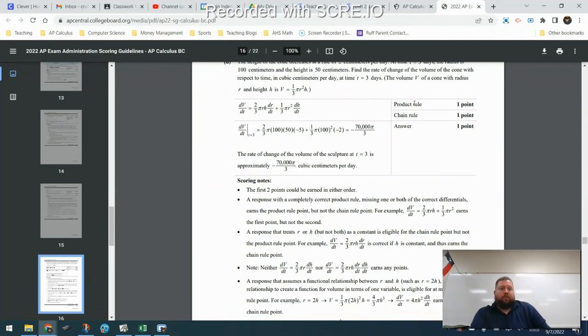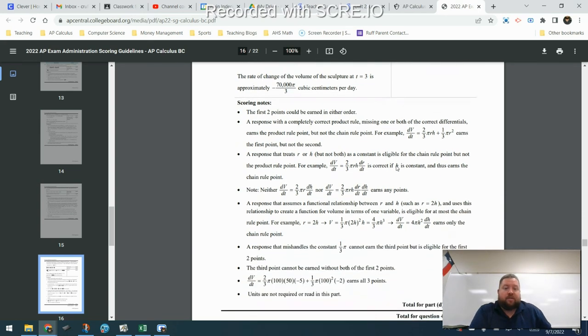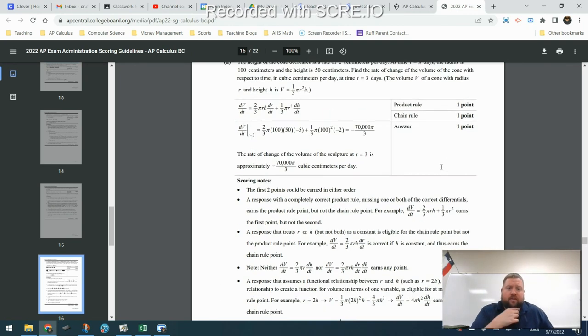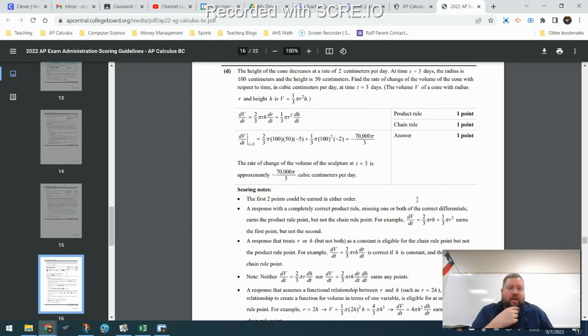All right, you get 1 point for showing the product rule. They did it with the 1/3 pi plugged in and distributed it, but we don't have to distribute. You get another point for the chain rule, so that's showing the dh over dt and the dr over dt right there. And you get a third point for the answer. There's our simplified answer, but again, we can leave it just like that. They didn't award any points for units on this problem, so we can probably get away with not putting units.